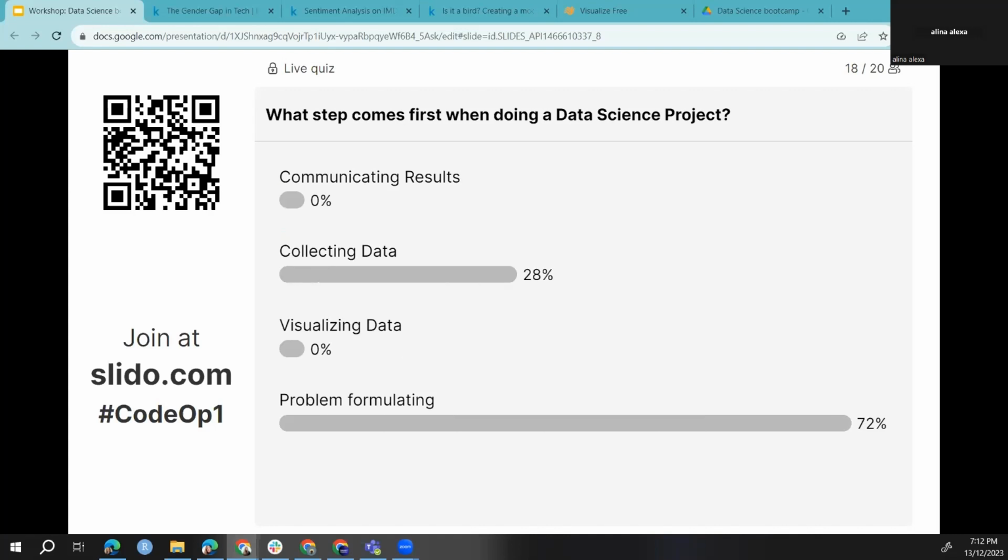Again, most of you got it right. Well done. It's problem formulating. Collecting data is the second step, because if you don't know what you're looking for, you don't know which data you need to collect. So remember that. If I'm talking about issues on feelings, then I need social media. If I want sales issues, I need the sales data. If I need weather, I look at the weather. It depends on what the problem is, what you're looking at.